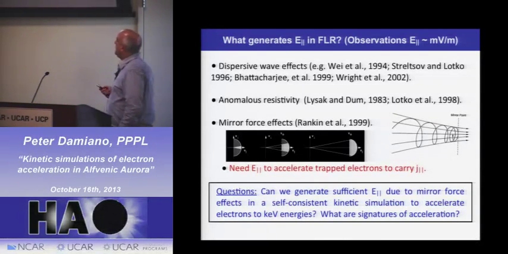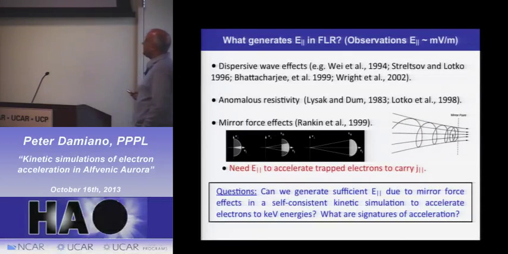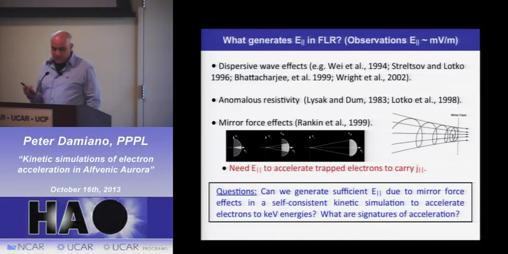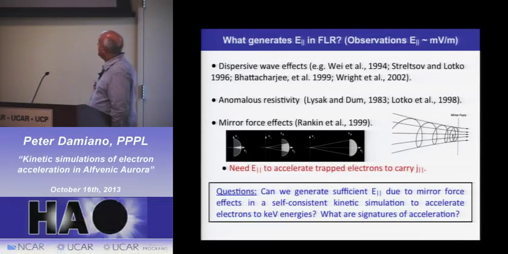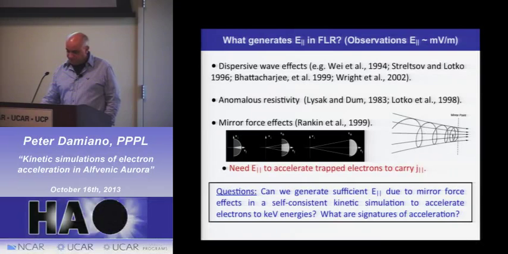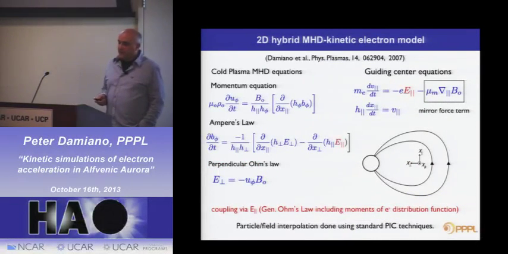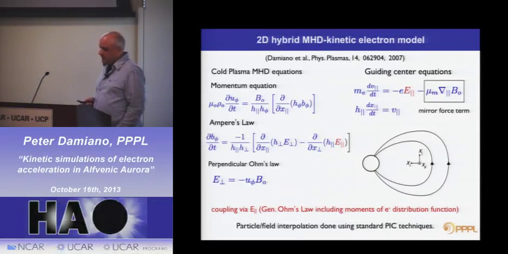So when I started working on this problem, the question we all want to answer is: can we generate a sufficient E parallel due to mirror force effects in a self-consistent simulation to accelerate electrons to keV energies, which is what you would need to explain the auroral emissions, and also what are the signatures of this electron acceleration? So in order to address this problem, we developed a model, which I traditionally called the 2D hybrid MHD kinetic electron model.